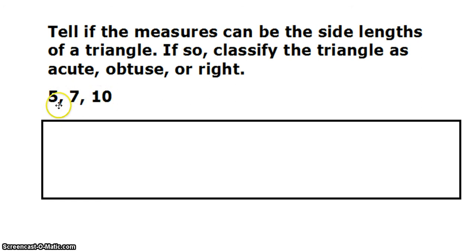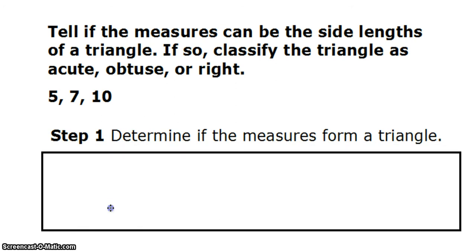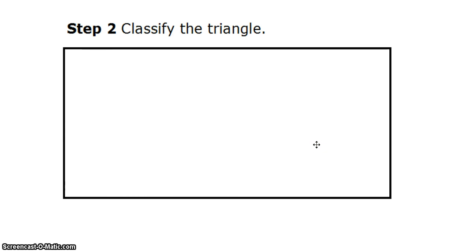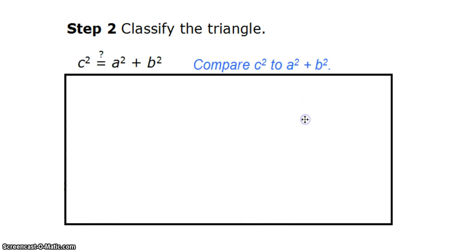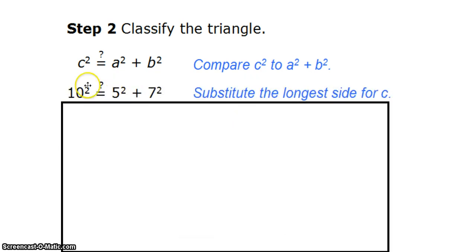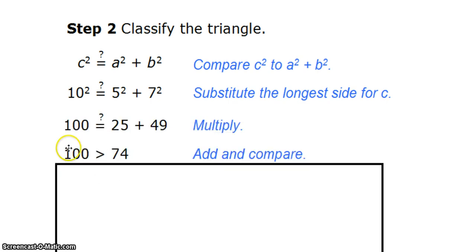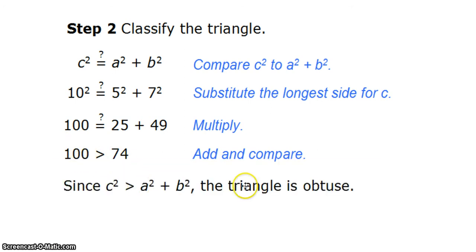So based on our sums, 12, 17, 15, it looks like this is a triangle. This could work. Okay, so the question is, from here, how do we determine what type? So let's classify it. Let's try our c squared equals a squared plus b squared. And so substitute the known values. The largest side, of course, is the hypotenuse. And when we do, we see that 25 plus 49 is 74. So the hypotenuse squared is greater than 74, and so this tells us we have an obtuse triangle.